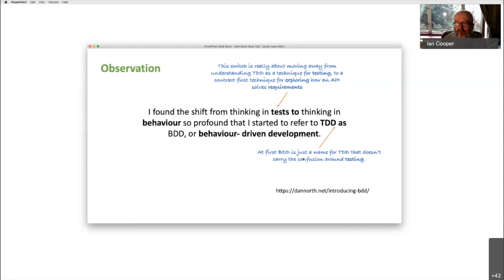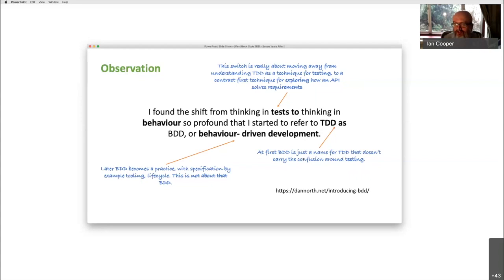So BDD originally, when Dan created this blog post, was just an alternative name for TDD. It's an alternative way of naming it to express that the key thing was behaviors or contracts, not tests. You could call it contract-driven development. That would be an equally valid name for what Kent was expressing. He just called it TDD because it manifested itself in these executable specifications or tests that he'd written. Although I mentioned BDD, I'm not advocating for it. I think it has its own set of problems and has lost its way from the original idea.